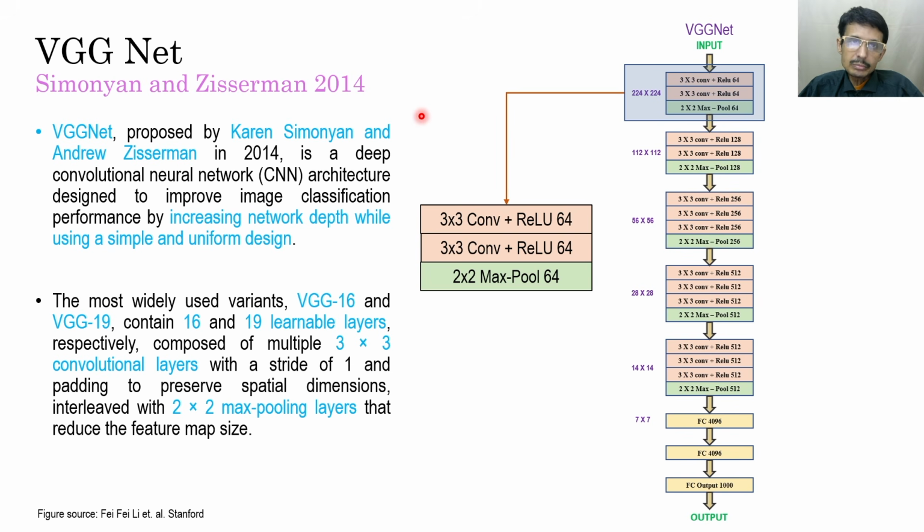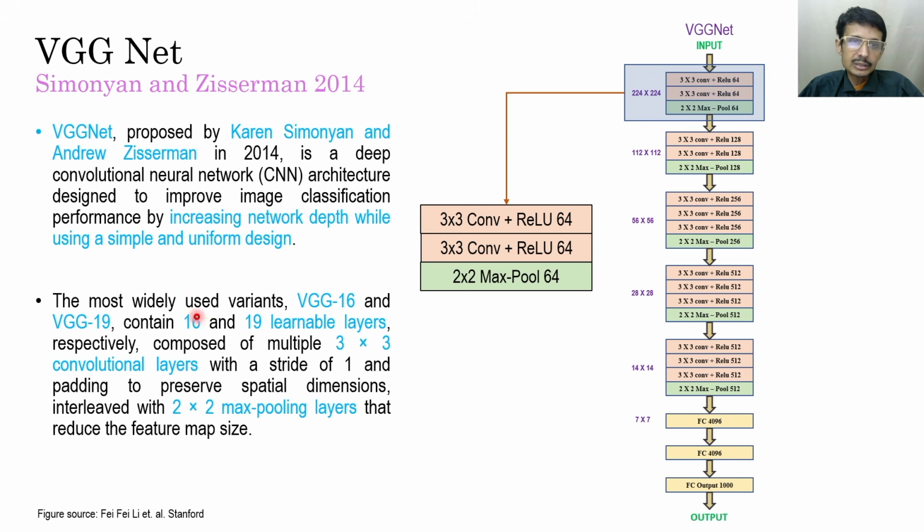So in this network, the major innovation is the depth of the network and a very simplistic design. We'll see how this depth matters in a subsequent slide.